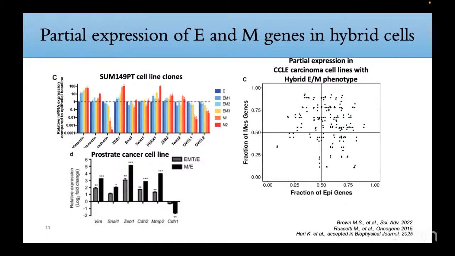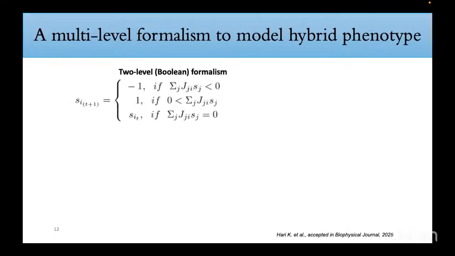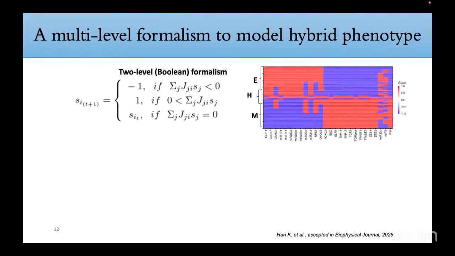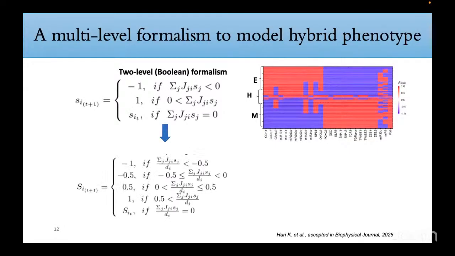Even in CCLE, if you look at all the carcinomas, identify the hybrid cell lines, and look at what fraction of epithelial and mesenchymal genes have partial expression, you see that most hybrid cell lines have at least 50% of mesenchymal and epithelial genes showing partial expression. So to incorporate that, we updated our Boolean formalism to a multi-level model. This was the original two-level model where you have only -1 or +1 expression, and to this model where you also now allow two more intermediate levels of expression.